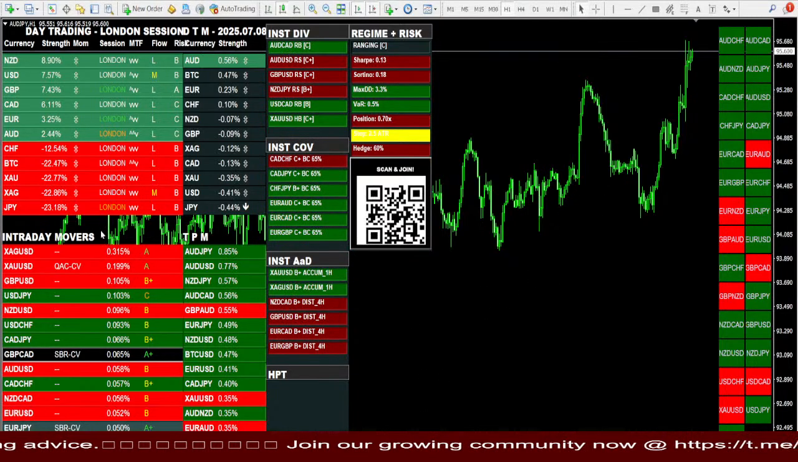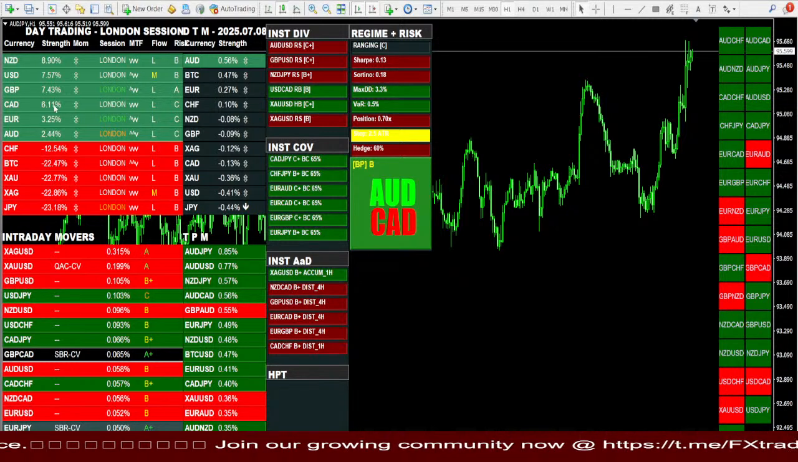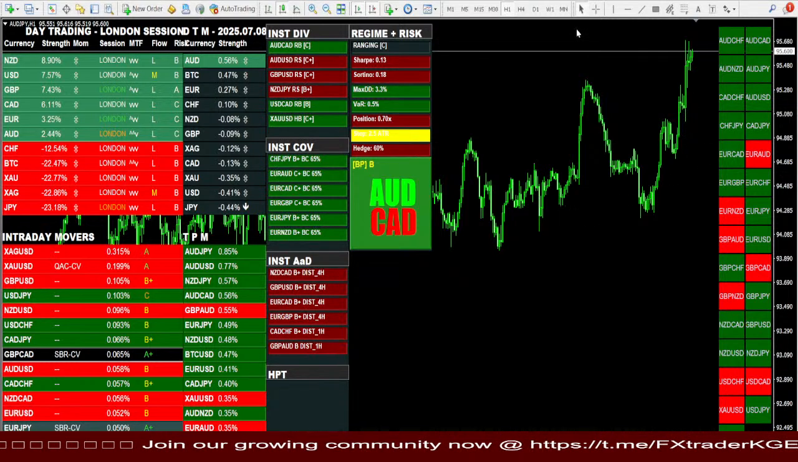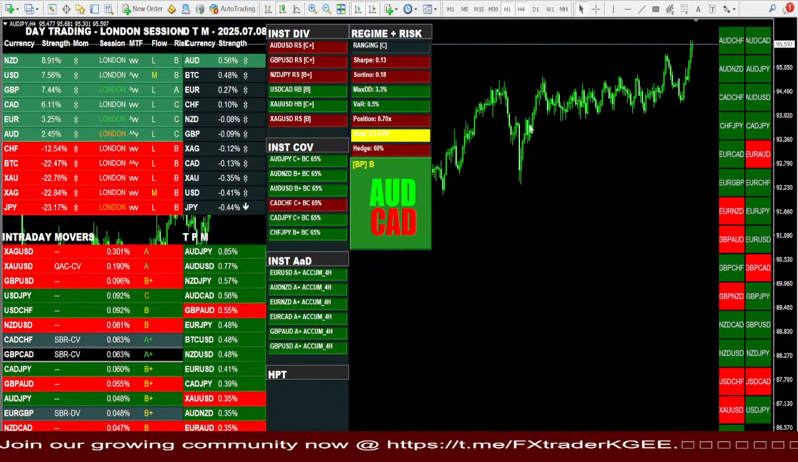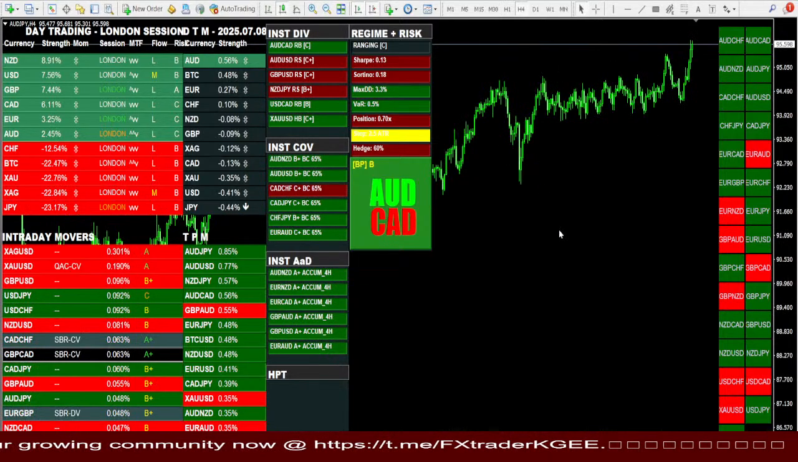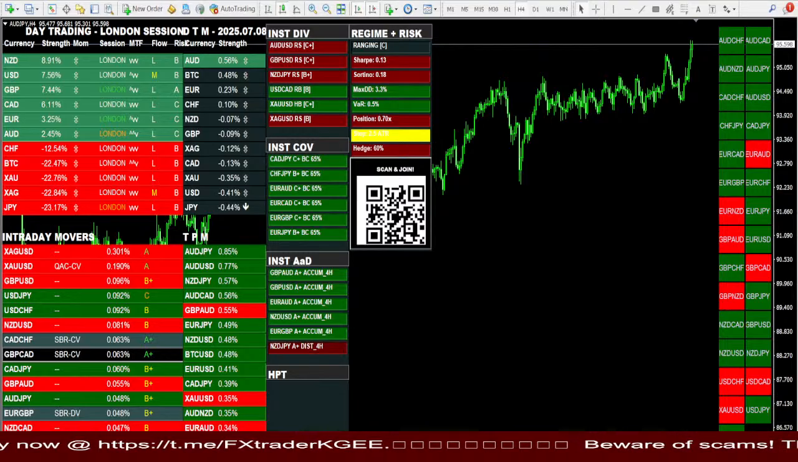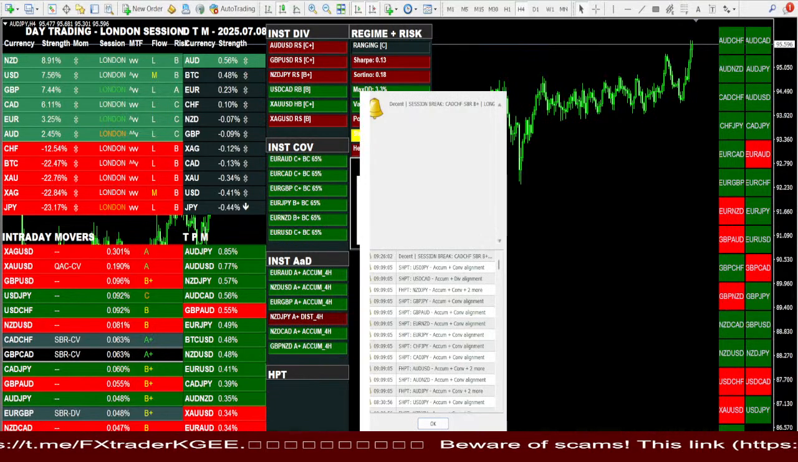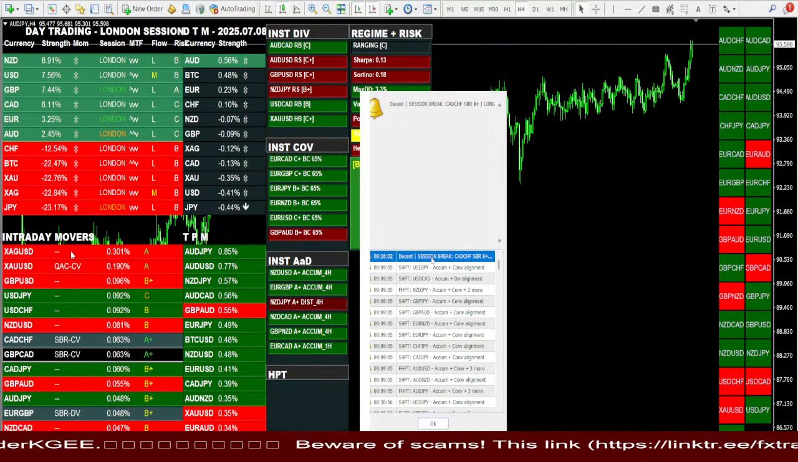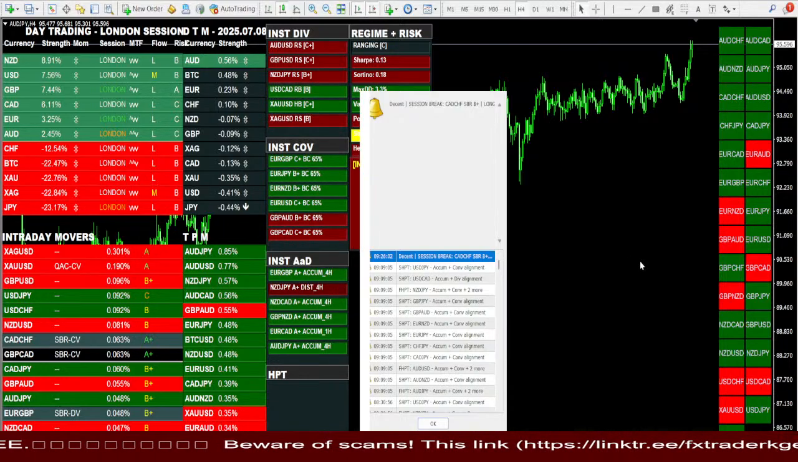Okay, now back to the matter. This is why we are buying. If you look at the 4-hour chart, I'm seeing a session break for CAD CHF. Have I showed that today? You see, I'm seeing a session break for CAD CHF.